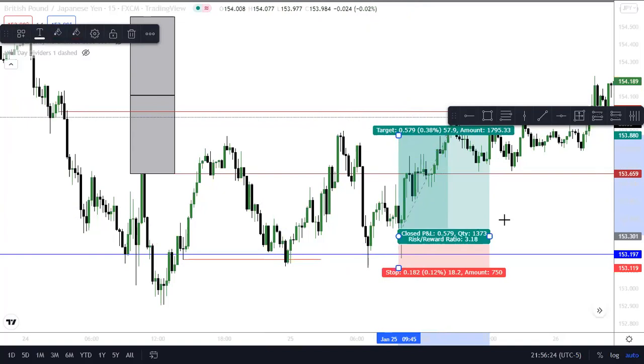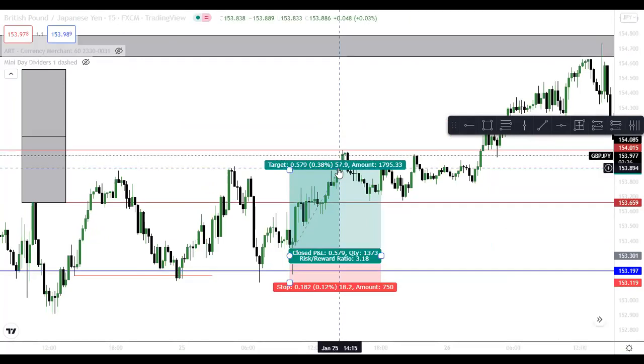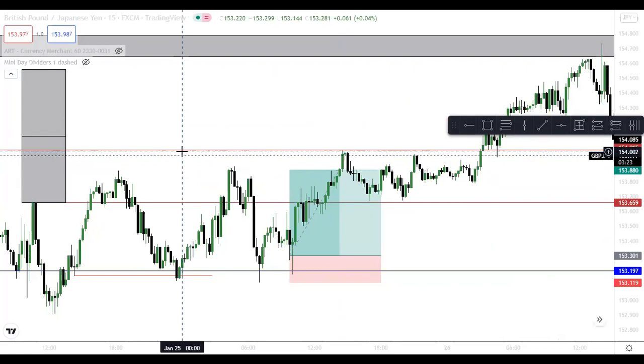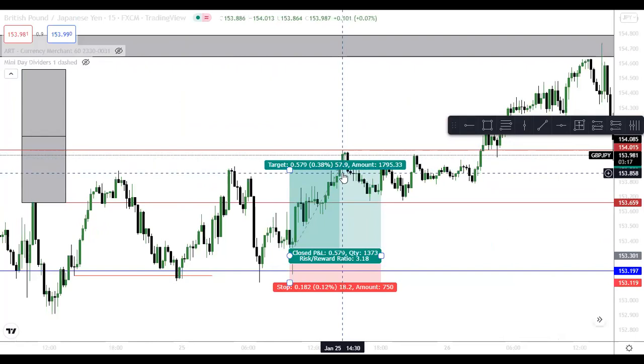Same day? I don't even know if it's the same day. Doesn't matter. Here's a setup. This level is your order block that we're expecting price to react from. See that right there? Right there.